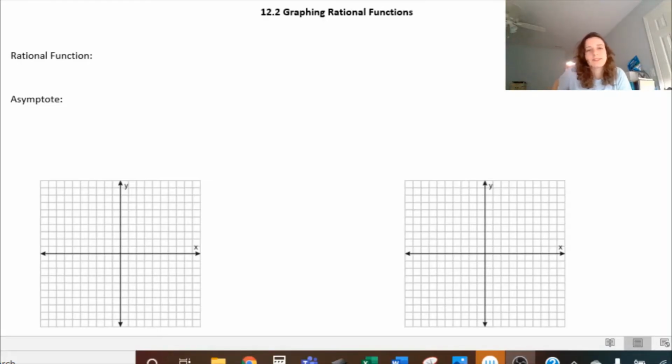Welcome back, Algebra. Today we are going to be learning about our last type of function for Algebra 1. So we're going to be graphing rational functions today.